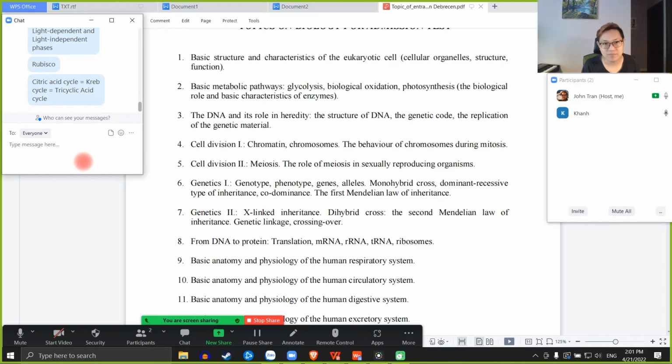Sorry, can you repeat? Can you describe glycolysis and biological oxidation first? Biological oxidation. Only two processes. Like the process of glycolysis includes 10 steps, which occurs in 3 stages.